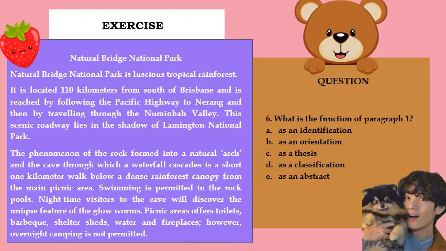The phenomenon of the rock formed into a natural arch and the cave through which a waterfall cascades is a short 1 kilometer walk below a dense rainforest canopy from the main picnic area. Swimming is permitted in the rock pools. Nighttime visitors to the cave will discover the unique feature of the glowworms. Picnic areas offer toilets, barbecue, shelter seats, water, and fireplace. However, overnight camping is not permitted.